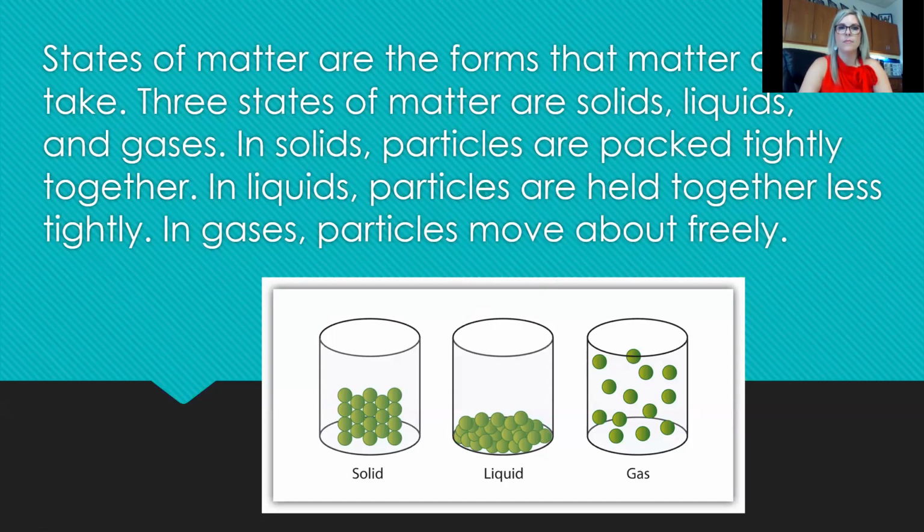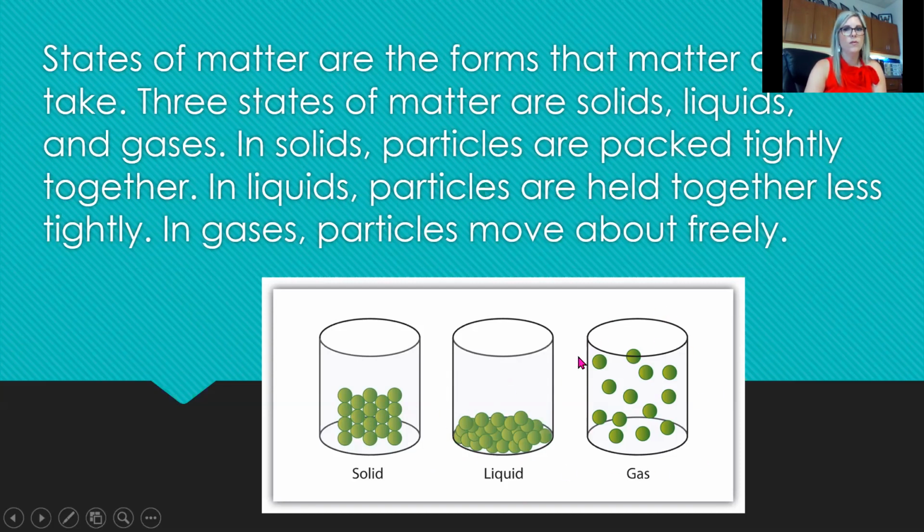So let's look at these examples, okay? In a solid, particles are packed very tightly together. So let's look here. This is packed pretty tight. See those little particles? They're smushed in there together, right? And then you have a liquid. In a liquid, particles are held together, but not as tightly. So they're kind of laying on top of each other, but not so tight that they are standing and squished together. So that is what the particles in a liquid look like.